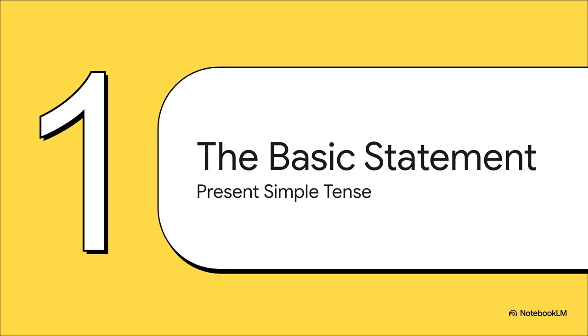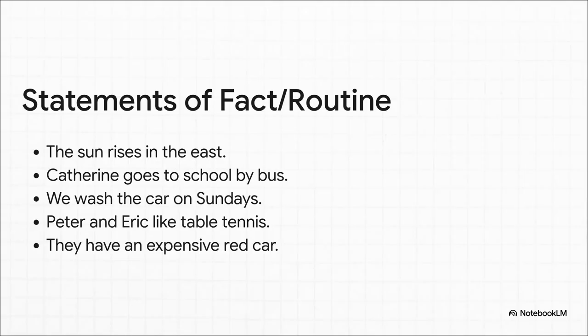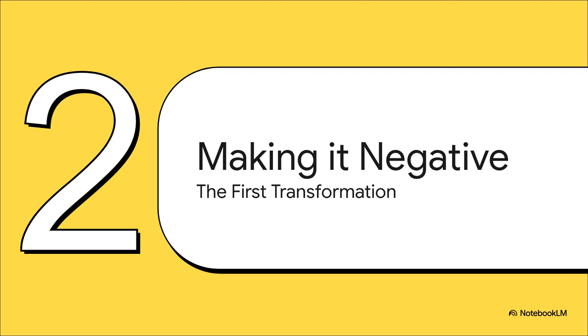We got to start with the foundation, the present simple tense in its most natural form. So just look at these for a second, see what they all have in common. Some are just universal facts. The sun rises in the east. Can't really argue with that. Others are habits, routines. We wash the car on Sundays. The present simple is the tool we reach for all these things that are permanent or just happen again and again.